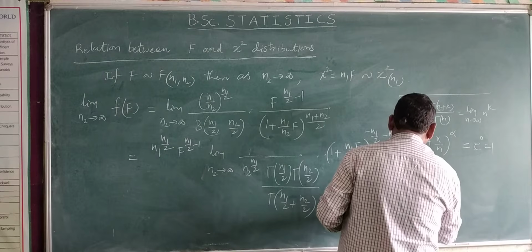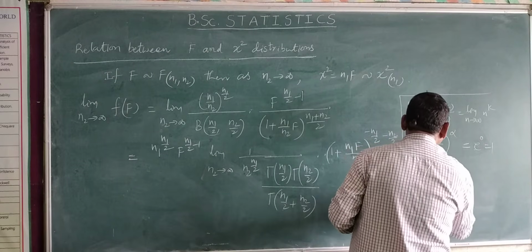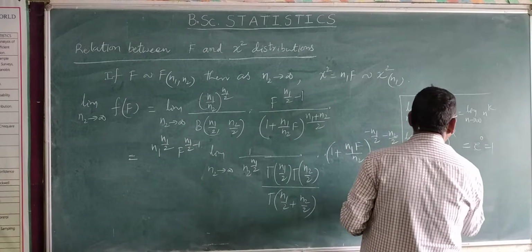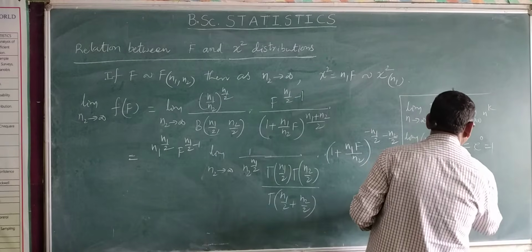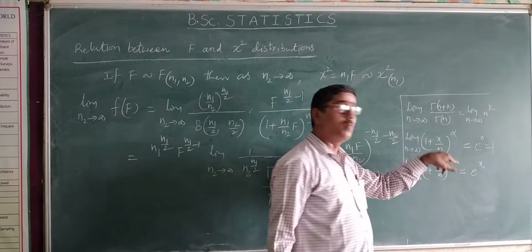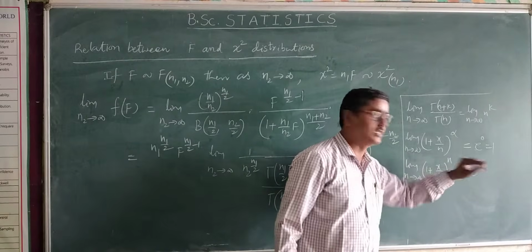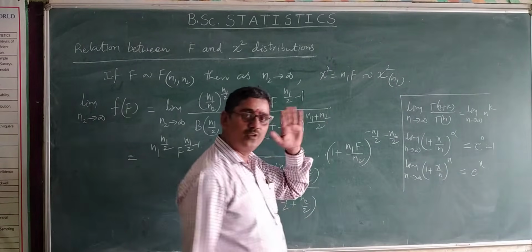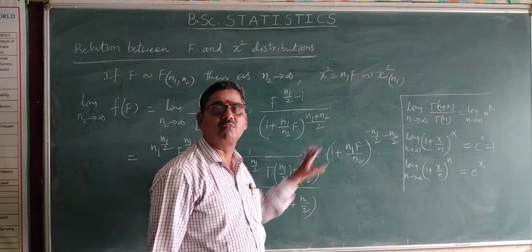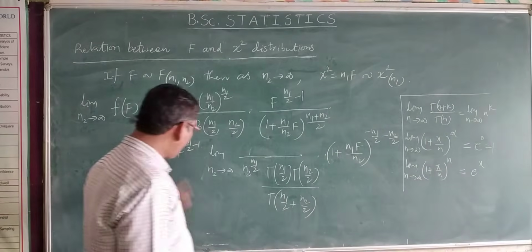The limit as n tends to infinity of (1 plus x by n) whole power n is equivalent to e power x. If it is whole power n, then it is e power x. So you remember these three formulas, and this problem will be finished. Now come over here.